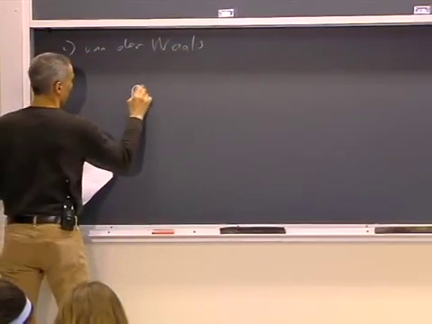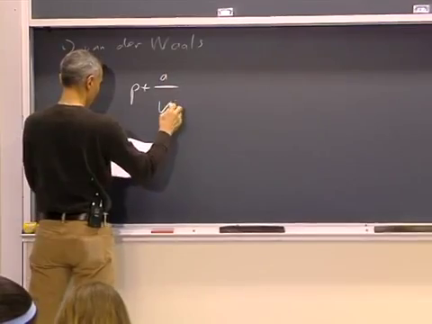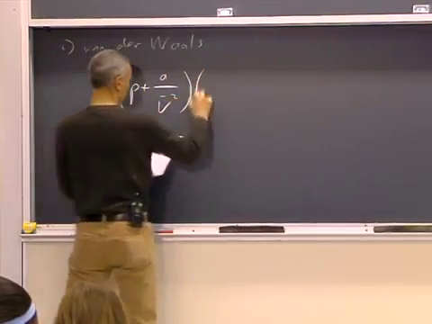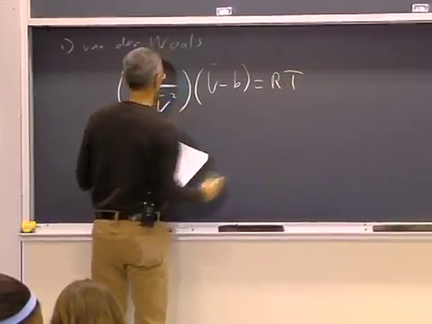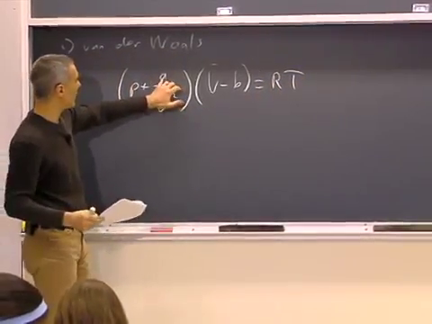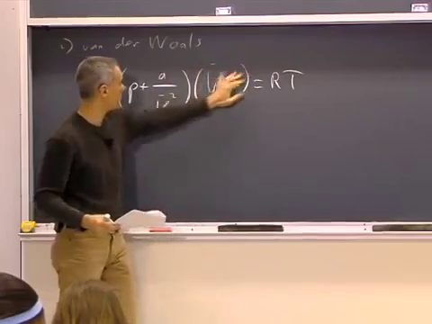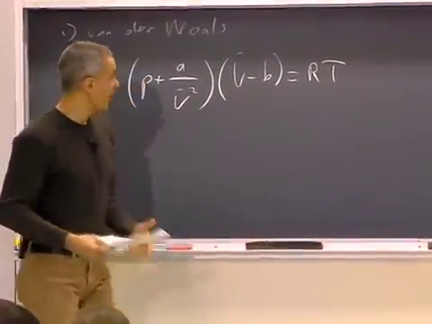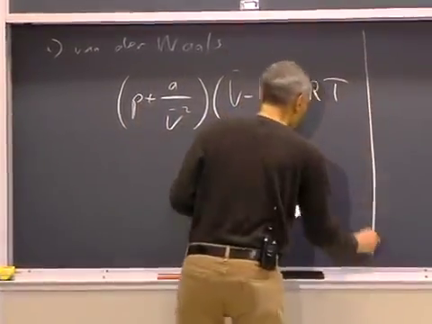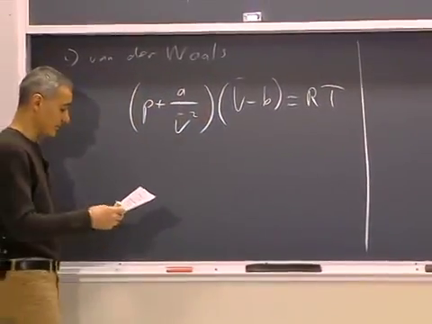Okay. P plus A over V bar squared times V bar minus B equals RT. All right, these are the 2 parameters, A and B. If you take those 2 equal to 0, you have PV is equal to RT. That's the ideal gas law. OK, let's build this up. Let's see where these parameters A and B come from.